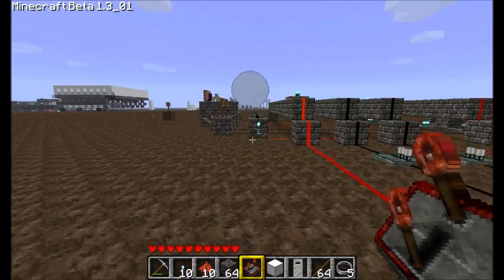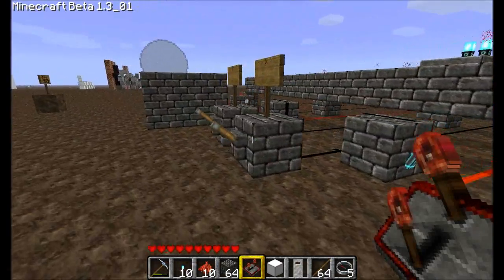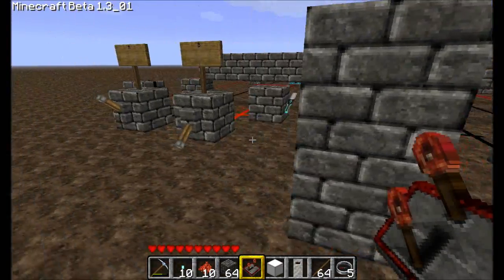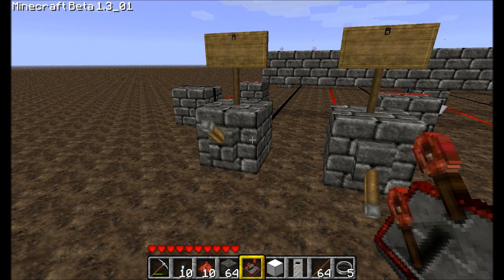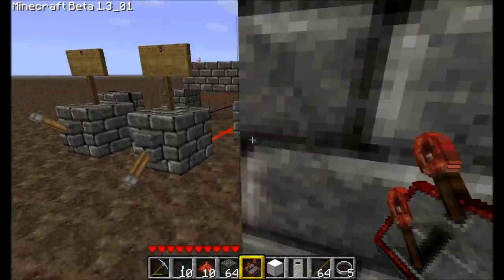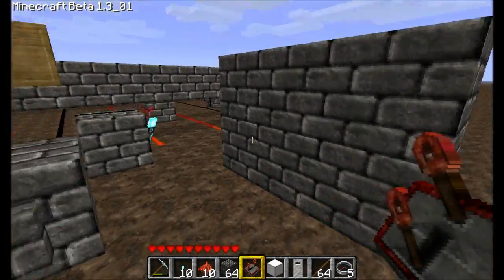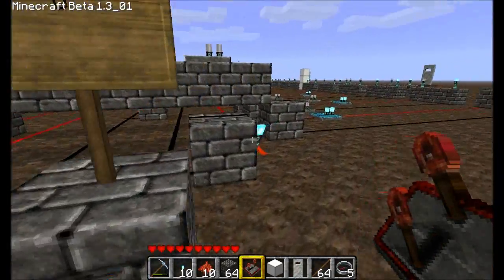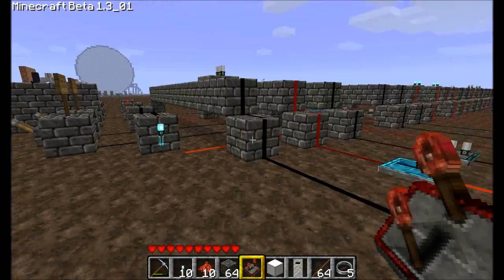Huh, player 1. Wait, hold on a second. I think I have my codes wrong. Okay, this is rock versus. What is 0-1? Oh, 0-1 is paper. Sorry guys, I got my order wrong. Scissors versus. Okay, so now player 2 should be winning. And he did. You can see his door is sideways.